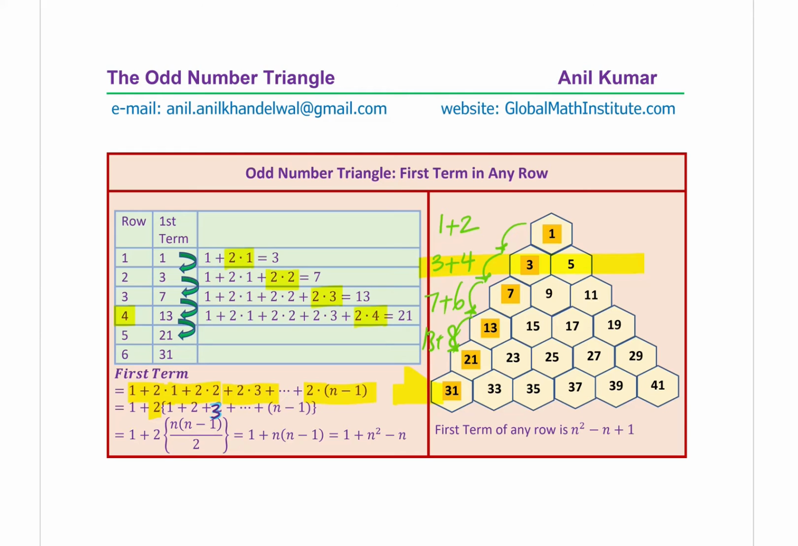And therefore, the sum of those natural numbers will be n times n minus 1 divided by 2. Since we have 2 outside the bracket, these 2's cancel and you are left with 1 plus n times n minus 1, which gives you the formula, which is 1 plus n square minus n. So now we see that the first term can be written as, the formula will be 1 plus n square minus n. So let's rearrange. So you could write this as n square minus n plus 1. So that becomes the formula for the first term.